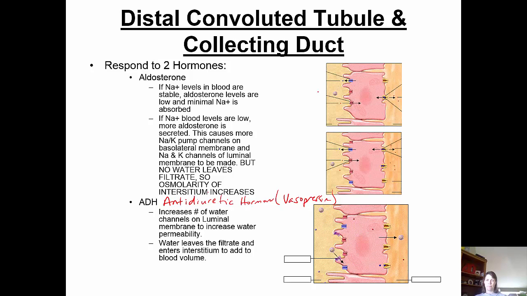Aldosterone's purpose is to help make sure that we have enough sodium in our bloodstream. Remember back to first semester. Sodium is required for nerve conduction. It is involved in muscle contraction. And so making sure that there's enough sodium concentration for the whole body is going to be crucial.